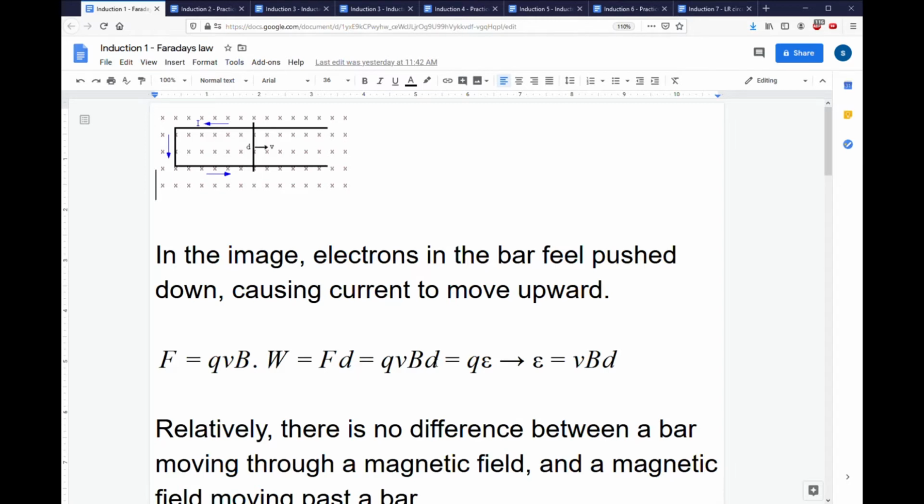Well, since we're going to be using this electromotive force to replace voltage, or to supplement voltage, let's go ahead and say, we said that work is equal to charge times voltage before, so now we're going to say work is equal to charge times electromotive force. We can see in this equation, if the work is equal to charge times electromotive force, the electromotive force is equal to V times B times D.